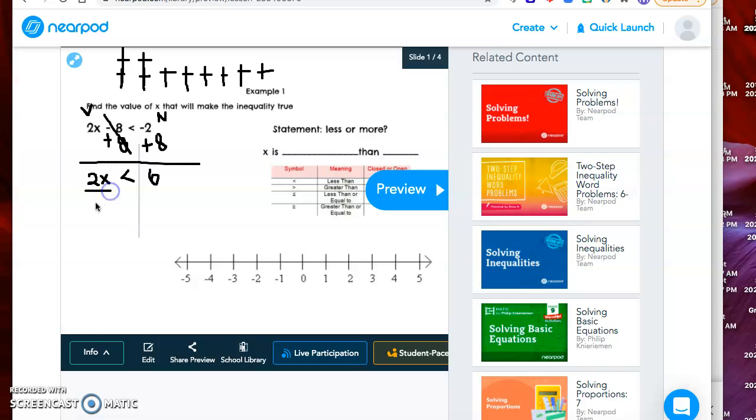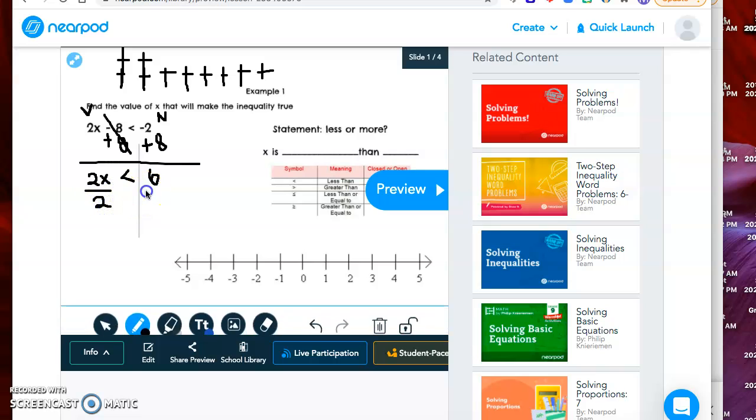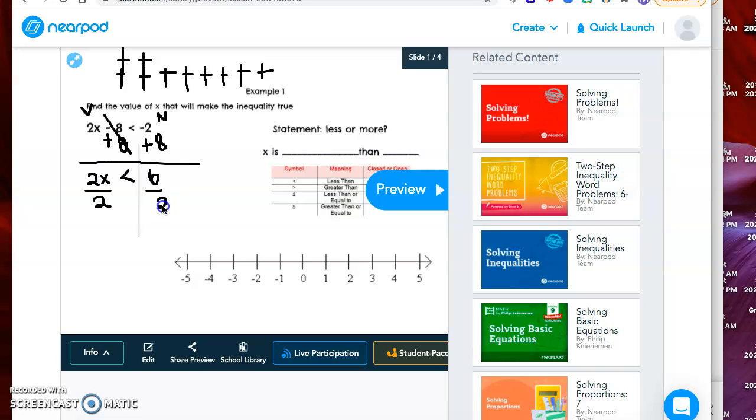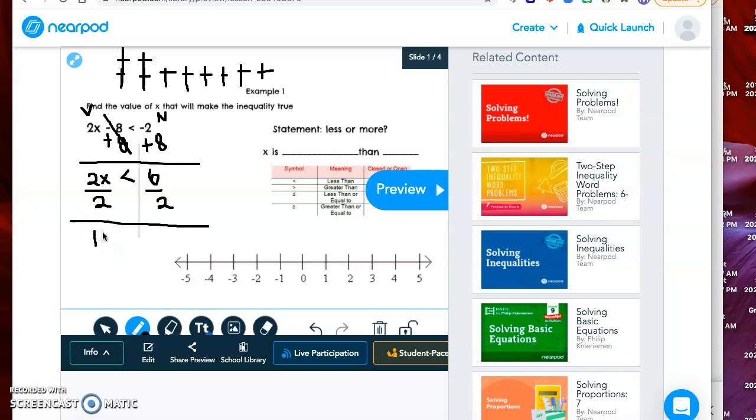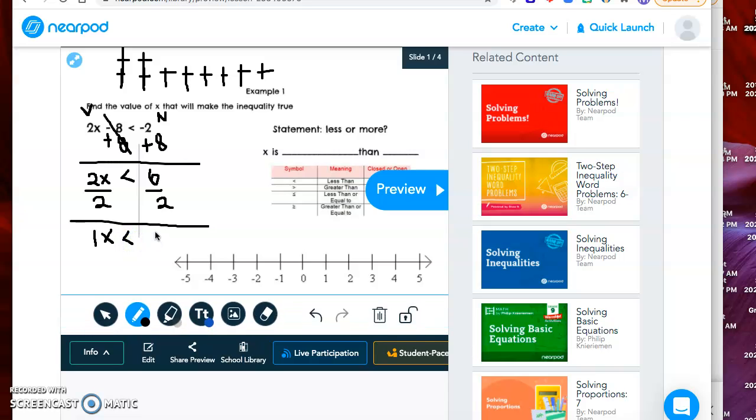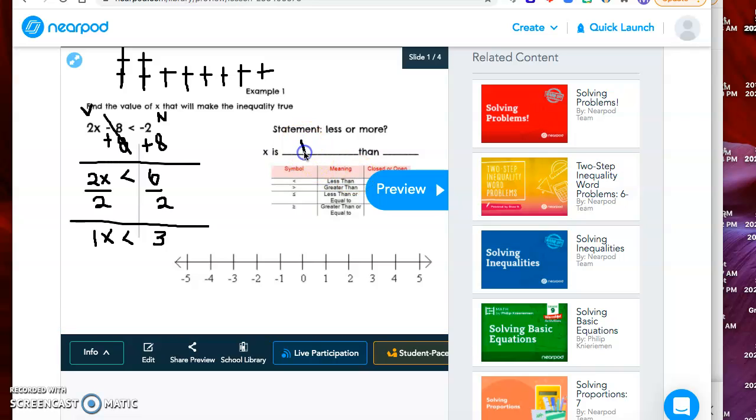And then we divide on both sides, because this is asking me what times 2 gives me 6. In order to figure out what times 2 gives me 6, I do the inverse of that, which is division, and so that we get 1x. So I get 1x is less than 3. So here I would write 1x, or x, is less than 3.